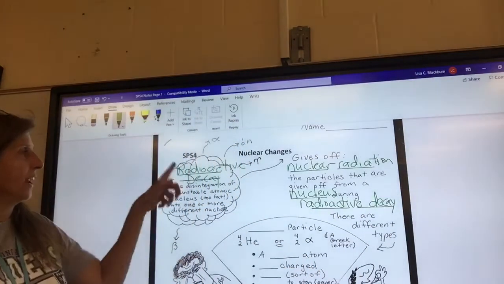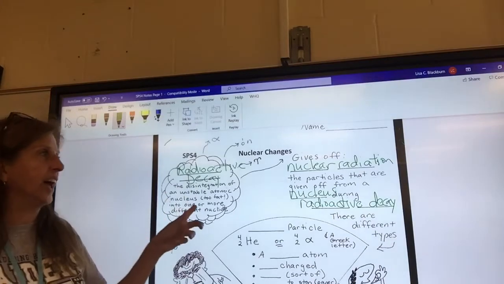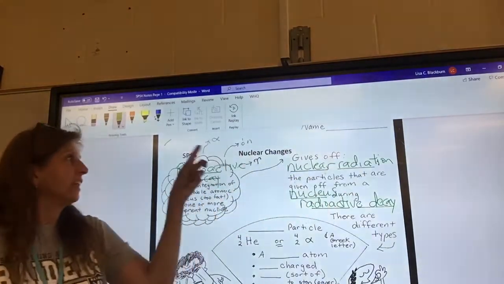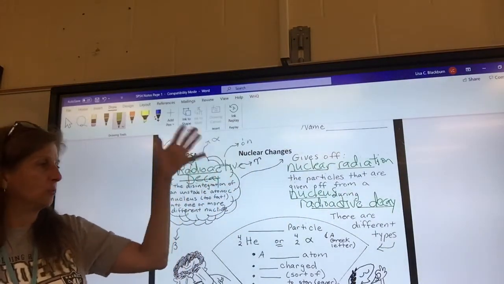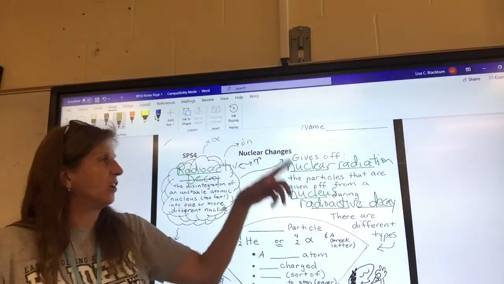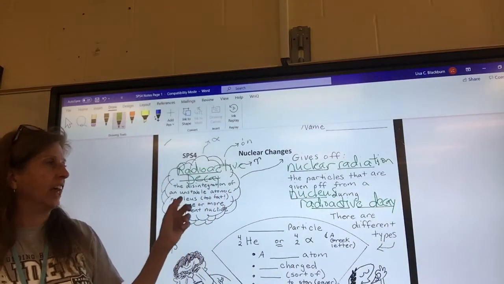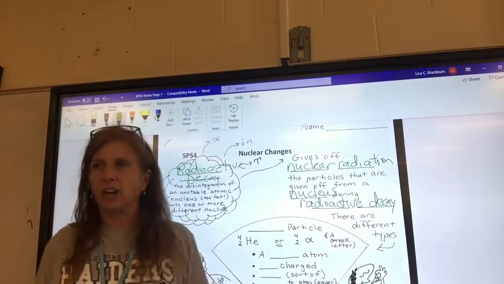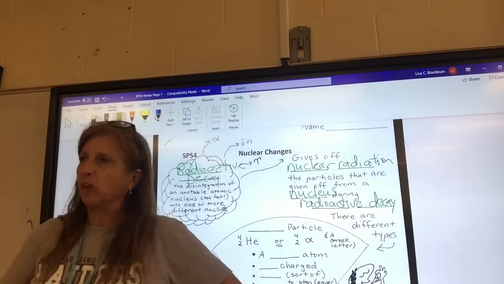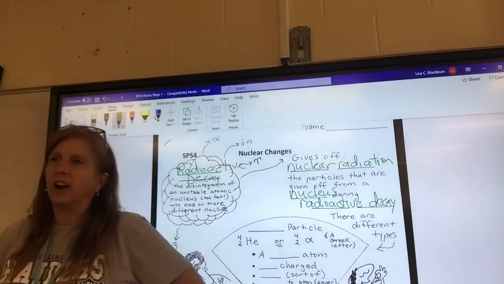Okay, so radioactive decay is given off by an unstable nucleus because it's too fat. It gives off radiation, like alpha. There's beta, gamma particles, neutrons. They're given from the nucleus. This is the nucleus of the atom, and it is called radioactive decay. How do we feel about those words? Can we keep those straight? We've heard of radiation before, haven't we?